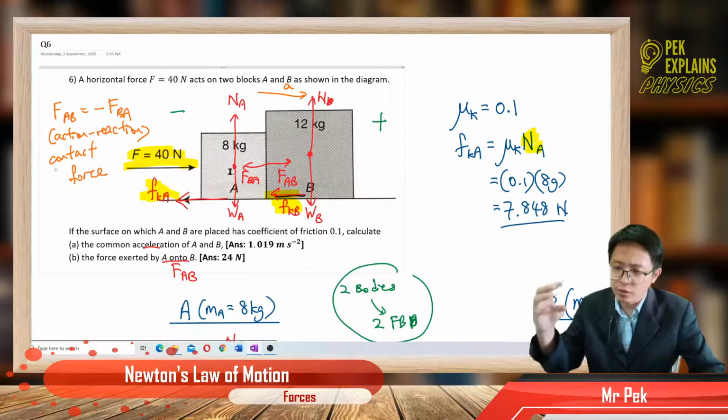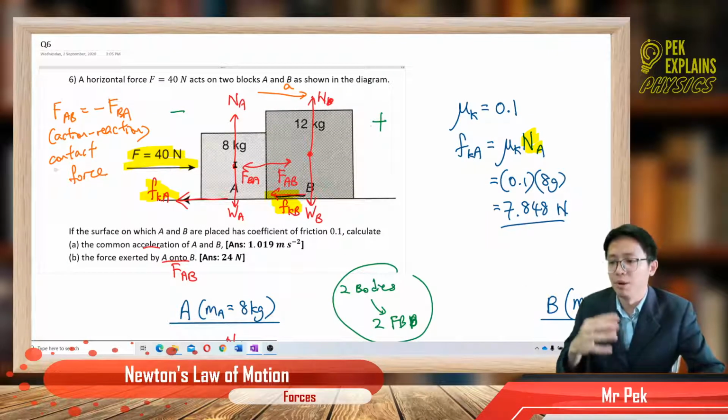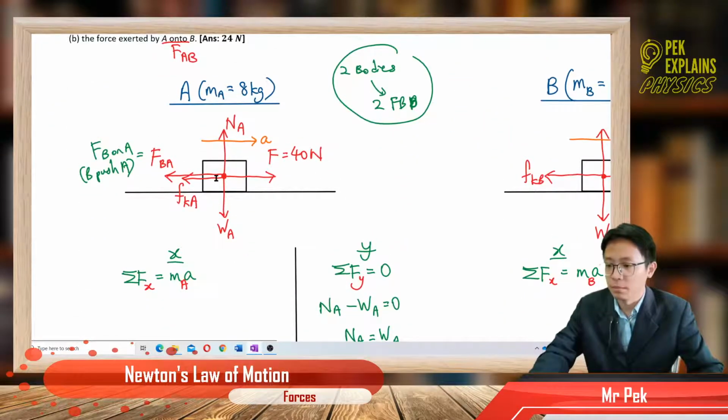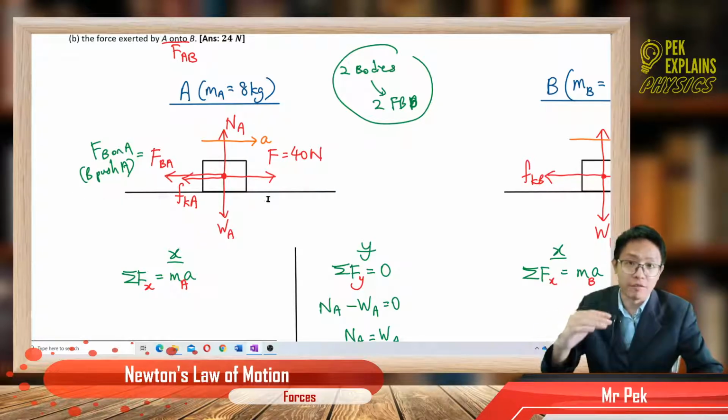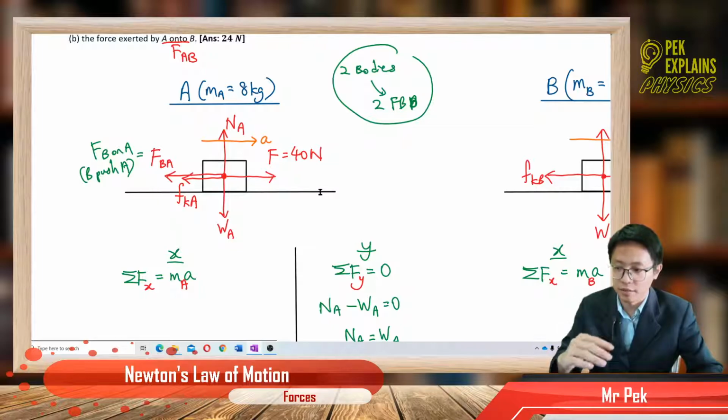A is trying to move to the right, but B is blocking the way. So block A experiences the blocking force FBA. The blocking force FBA is to the left. And there's another force to the left, the friction, because this ground is rough, a rough surface.